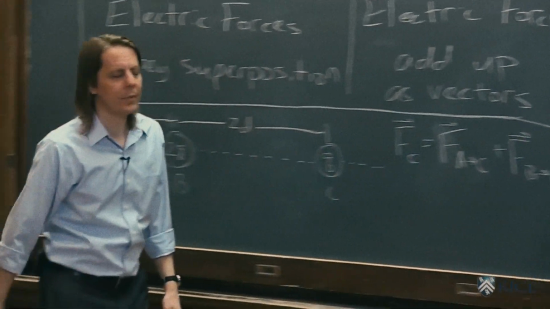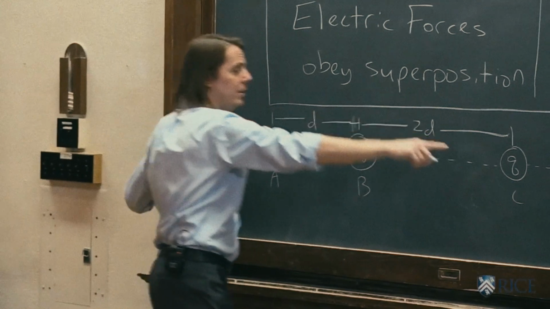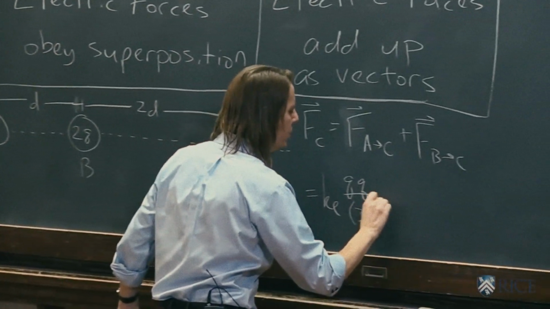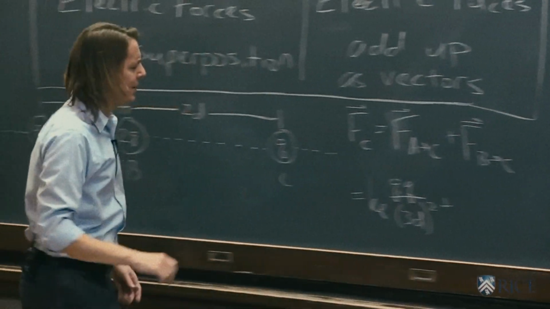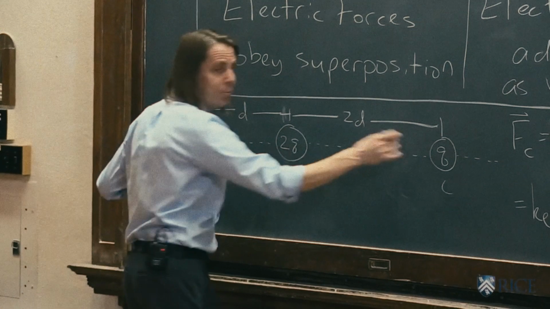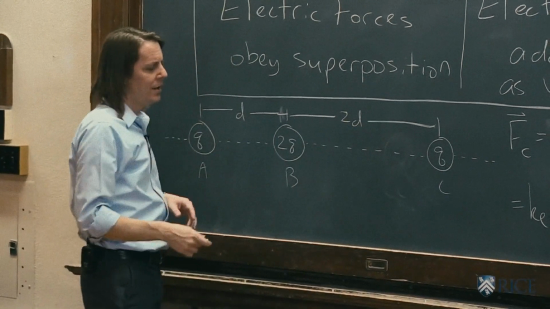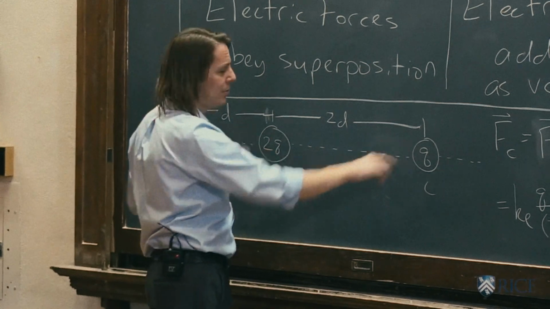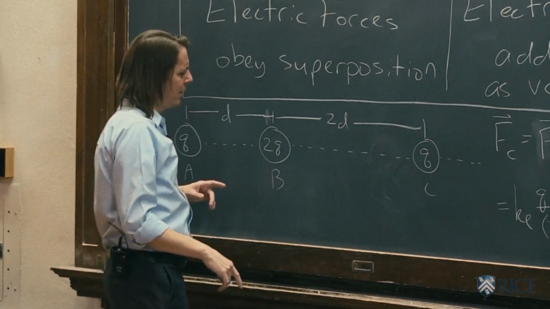Like that. 2D plus another D, we need that separation. So 3D squared. And that is to the right, because they're both plus Q. We're assuming these are all positive charges, so that pushes to the right. And this one, since they're all positive, will also push to the right. So we don't have to deal with the vector aspect right now.